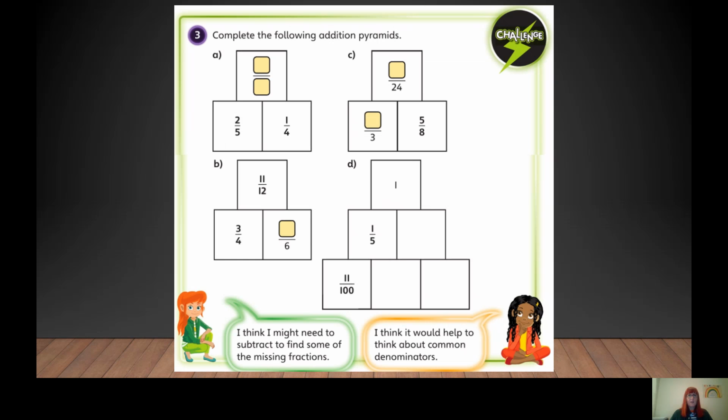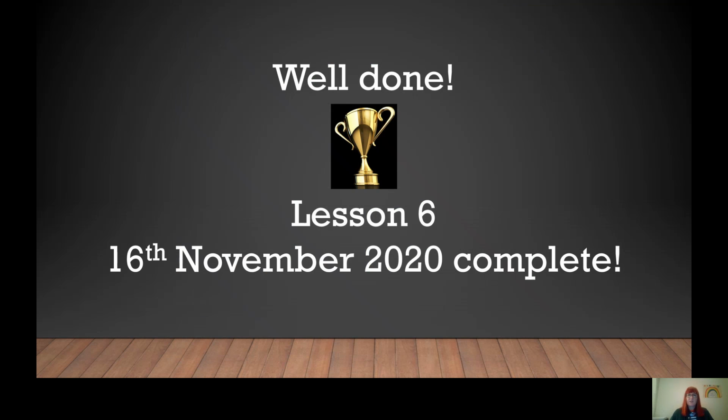Okay, and finally, if you fancy a deepening challenge, here we've got some tricky addition pyramids. A little bit of advice at the bottom. Okay, I think I might need to subtract to find some of the missing fractions, says our friend dressed in green. However, our friend dressed in orange says, I think it would help to think about common denominators. I'll leave it with you.